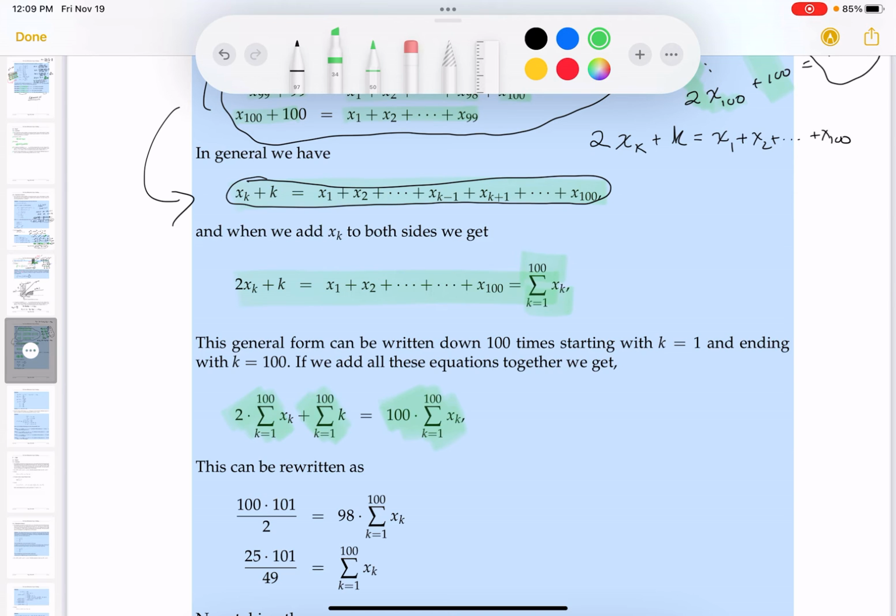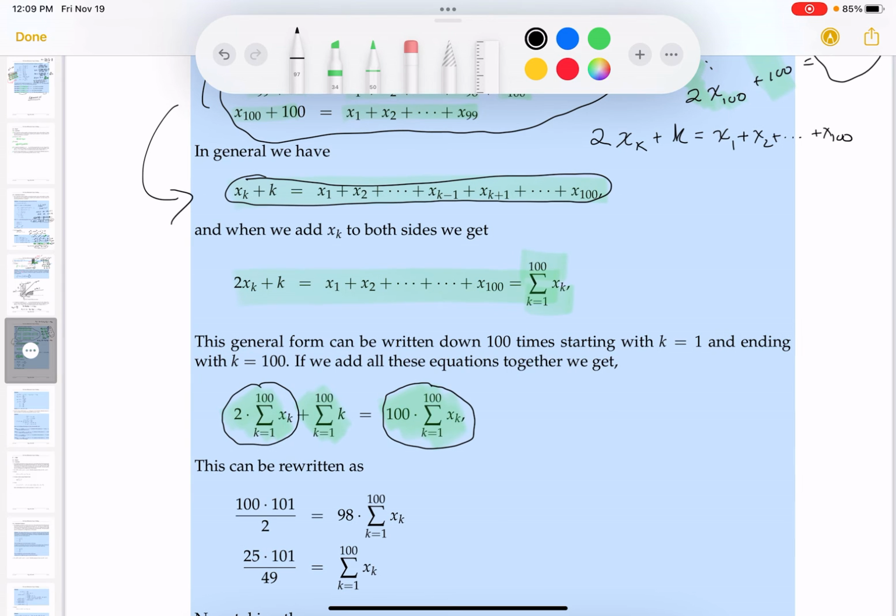Okay? So I got some troubles now. I got three different sums to deal with. But I do want to point out that this sum here is identical to this sum here, except for the coefficient. So I'm going to subtract from both sides. And what do you get? The sum, k equals 1 to 100 of k, we'll do that later. That's one sum I can do. And the other one's going to be 98 times the sum, k equals 1 to 100 of xk.